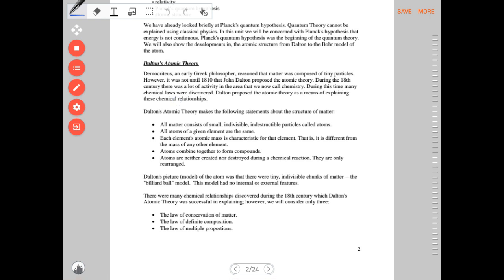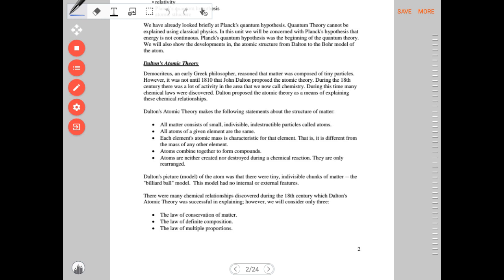So Dalton's atomic theory. Okay, so this really started way back with Democritus, way back in early times. Okay, he was an early Greek philosopher, and he reasoned that matter was composed of tiny particles. Okay, and that's about as far as that went, okay, until about 1810 when John Dalton proposed the atomic theory. During the 18th century, there was a lot of activity in what we now call chemistry. During this time, many chemical laws were discovered, and Dalton proposed the atomic theory as a means of explaining some of these chemical relationships.